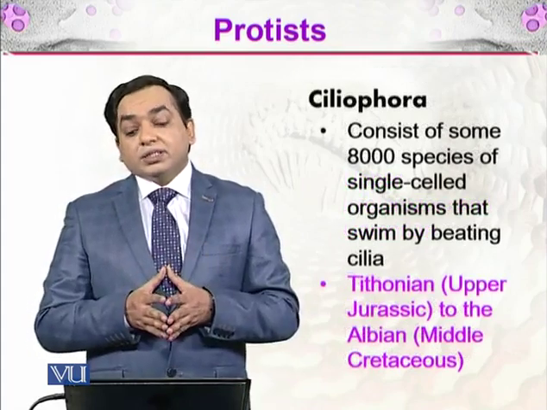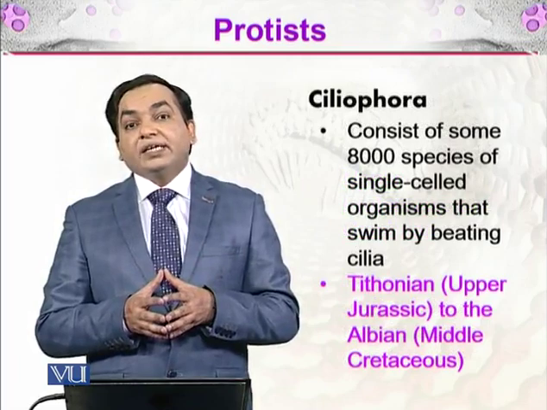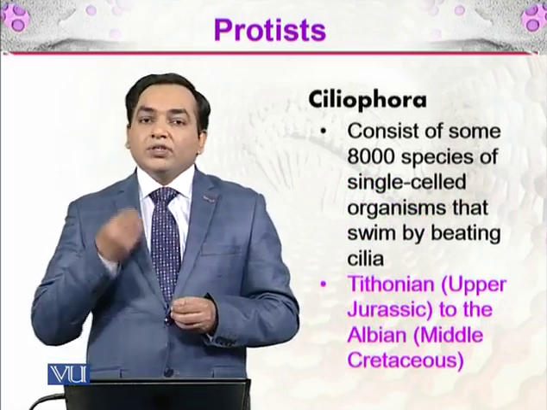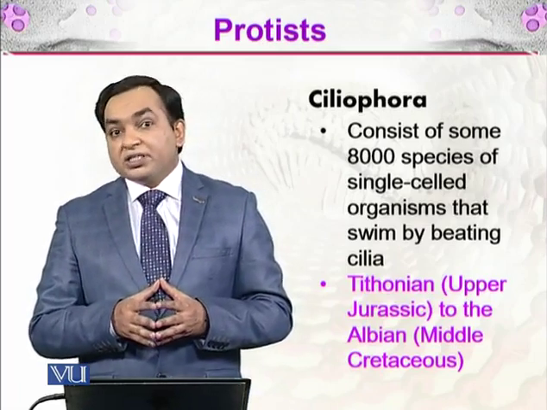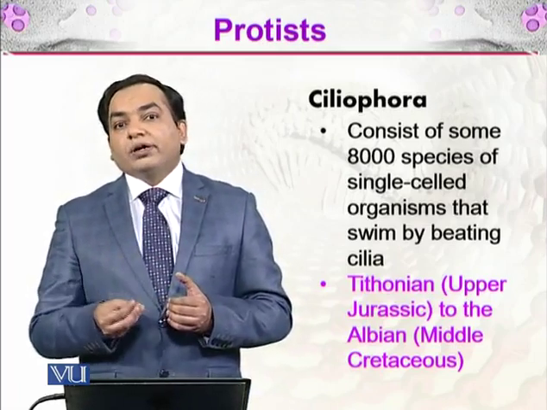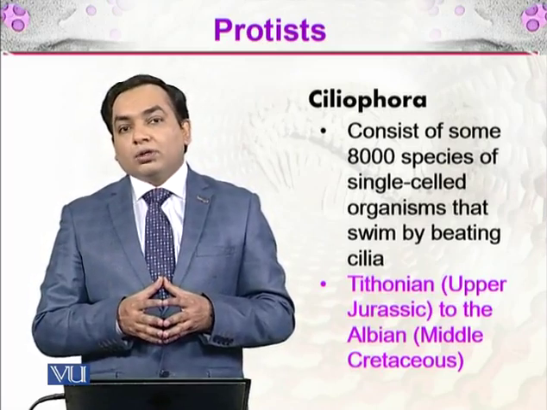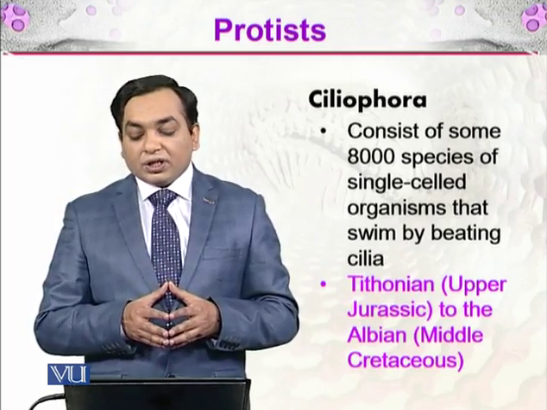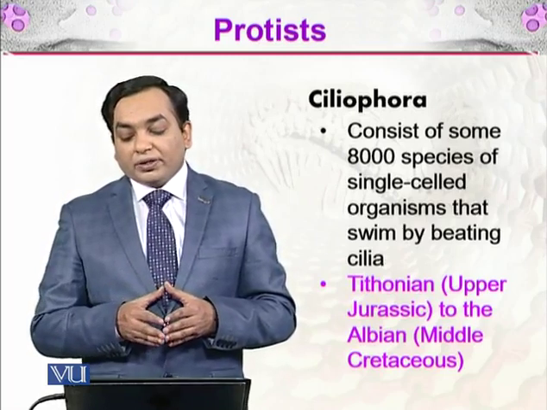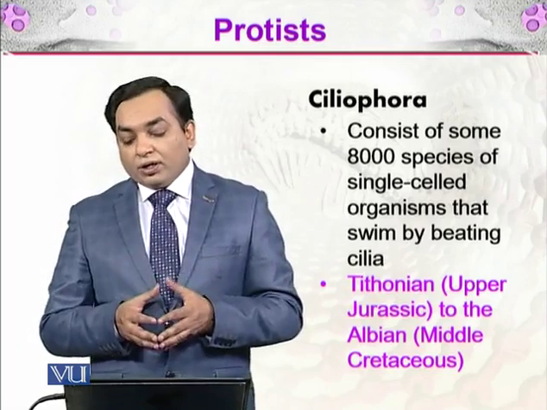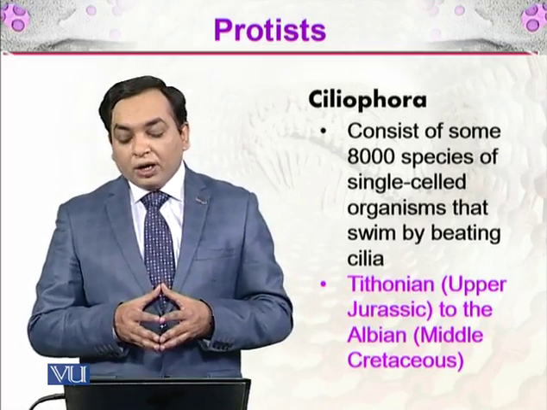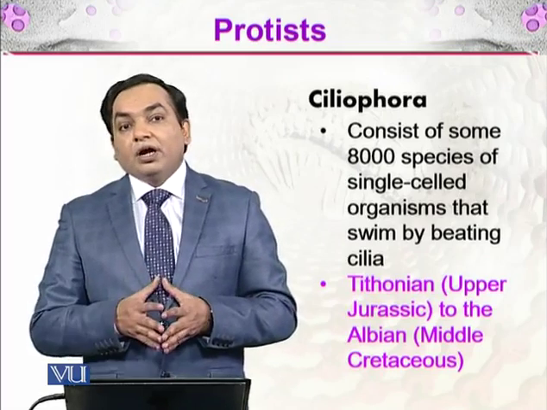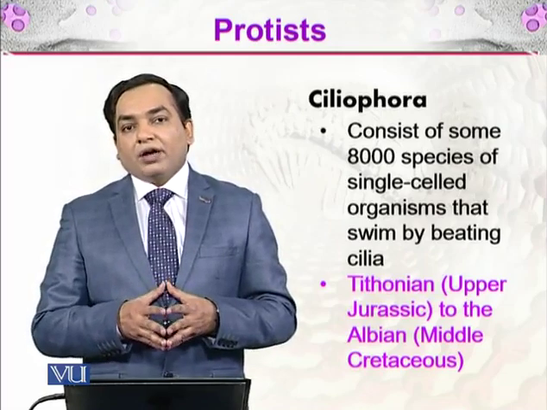And the last one is the Ciliophora. Cilio, as the name indicates, means cilia. Cilia are very small, microscopic hair-like structures present on the surface of a microorganism, and they help movement of food along the body of the organism. These consist of some 8,000 species of single-celled organisms that swim by beating cilia, and they have been prevalent from the Tithonian, which is Upper Jurassic, to the Albian, which is Middle Cretaceous, in the life history of the Earth.